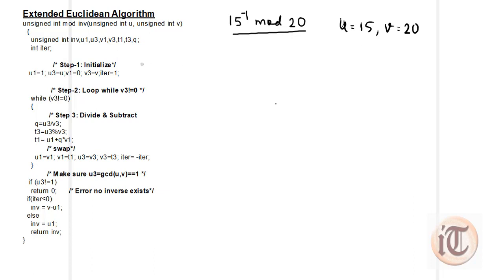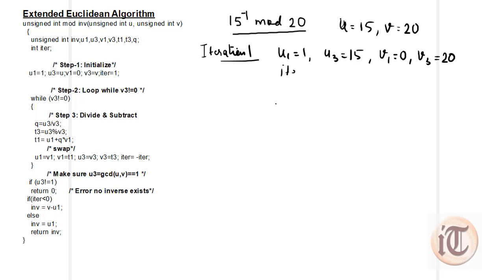So step 1 is that we have to initialize some parameters, that is u1, v1, u3, v3 in iteration. According to iteration 1, u1 becomes 1 here. u3 is u, what is u here? 15, so this becomes u3. Then v1 is equal to 0 and v3 equals v, so v is equal to 20. So v3 becomes 20 and the iteration will become 1. Now in step 2 we have to check the while loop condition, that v3 is not equal to 0. See here v3 is equal to 20. So this means we have to move to step 3.